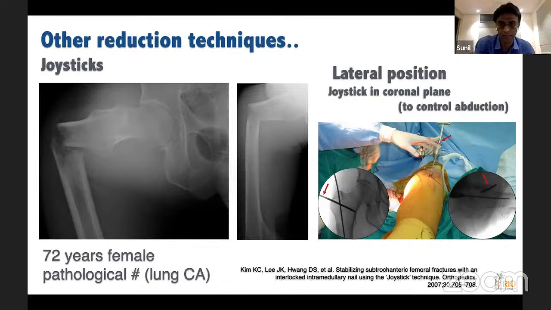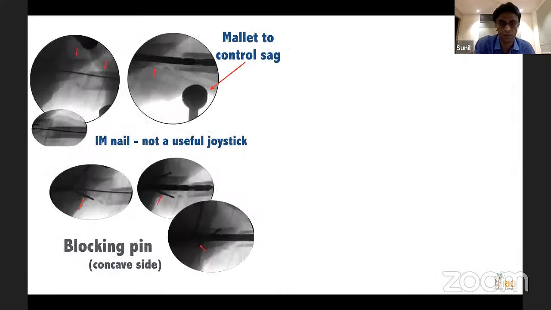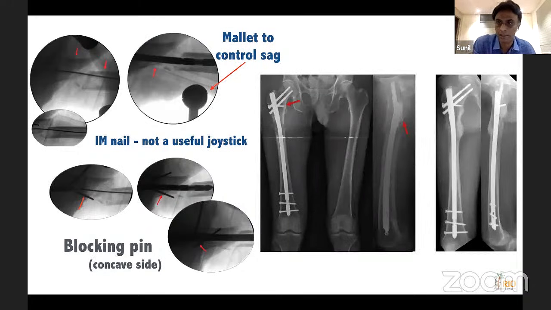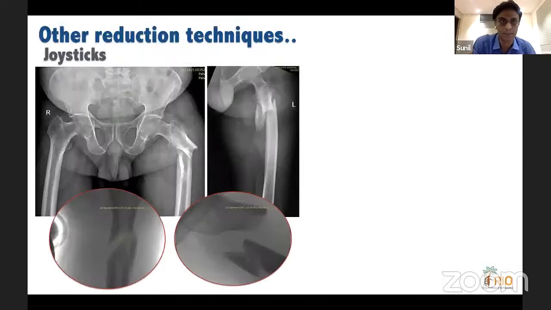So here, if you can look at it, there's a joystick on the medial-lateral plane to control abduction. And if you position them carefully, a little anteriorly, you can go ahead, and the nailing can be done without any hindrance. Here, a few more reduction techniques have been used to control and center the nail in the proximal fragment, like a posterior blocking pin as well. And once done, this can go on to heal without any problems.